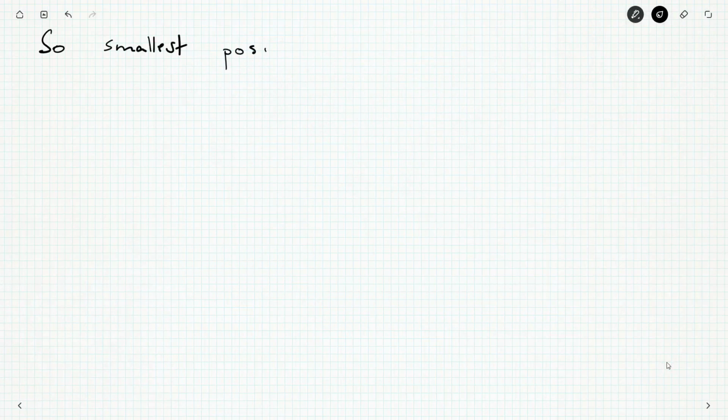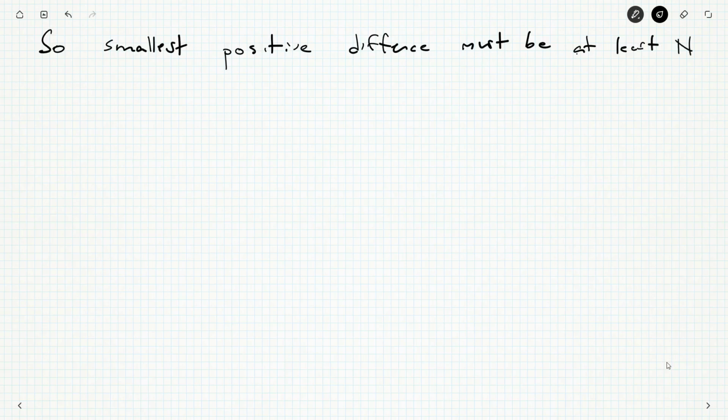So the smallest positive difference must be at least n, because that's the best you could get for that difference. The difference with c and any other number is at best n, because it's made by the extremes, either b and n or a and n. So we're good there. All right, so now for part 2.